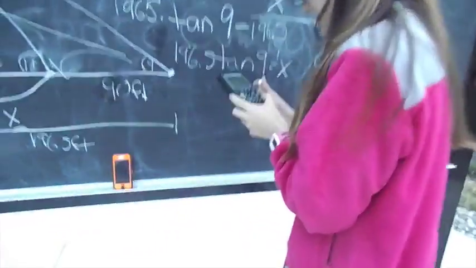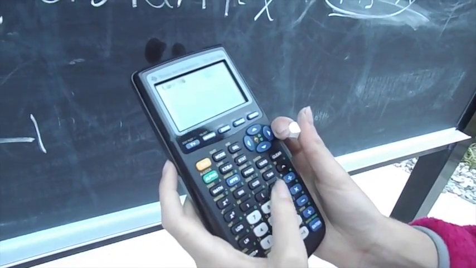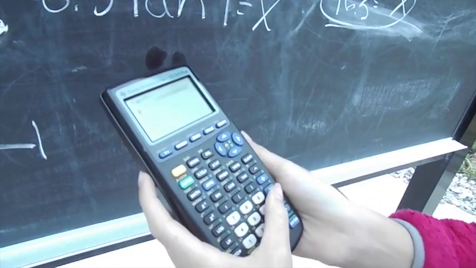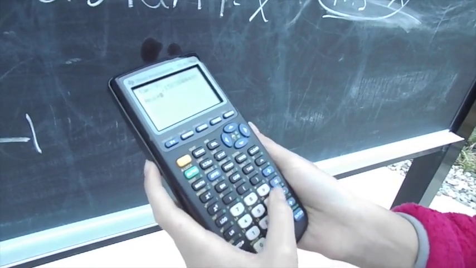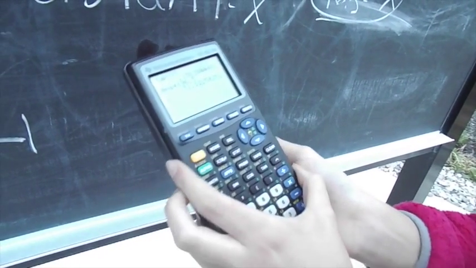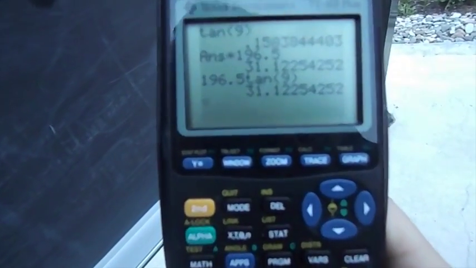All right, so first of all, tangent of 9 as a decimal. Then we have to multiply that times 196.5, which is 31. Hold on. Calculator error? So we're going to do 196.5 tan 9. 31.1. Which, that planetarium is not 30 feet.